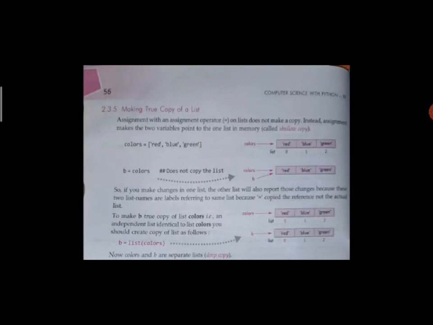So the next is making a true copy of a list. It means we do not work with a single list and multiple variables; in those we have to keep them separated. Those are shown in the figure.